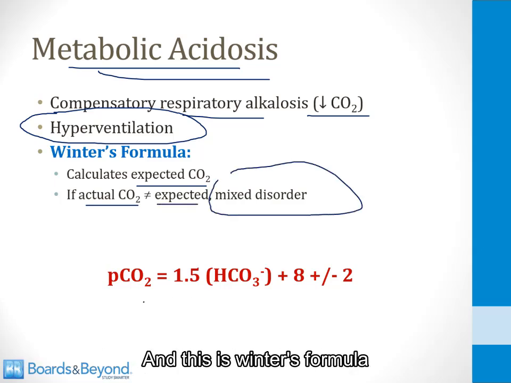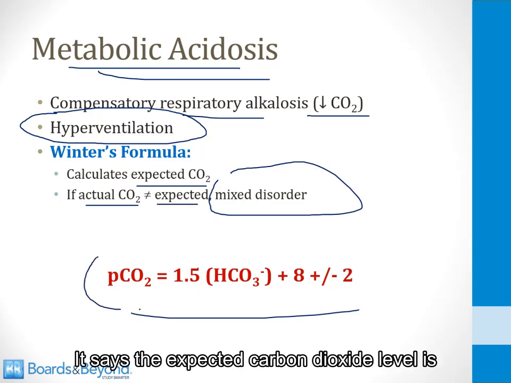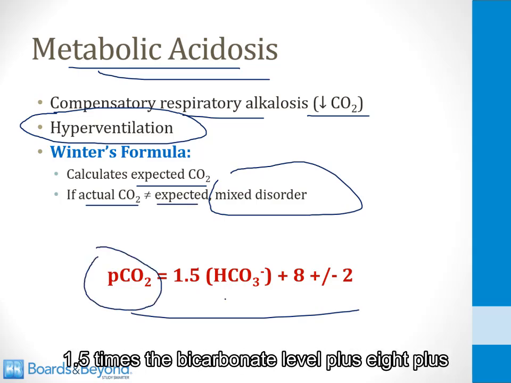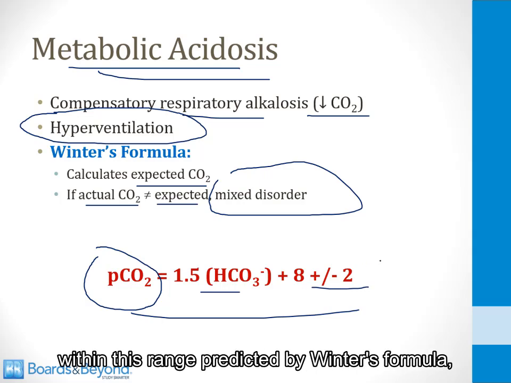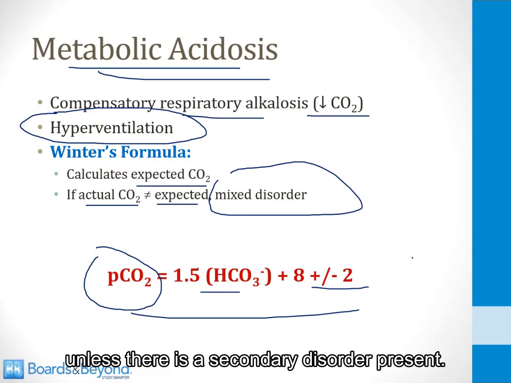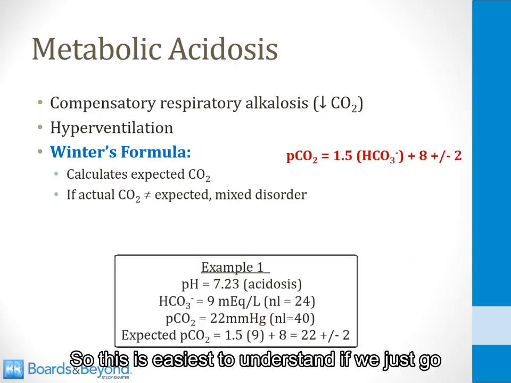And this is Winter's formula at the bottom of the screen here. It says the expected carbon dioxide level is 1.5 times the bicarbonate level plus 8 plus or minus 2. The true carbon dioxide level should fall within this range predicted by Winter's formula unless there is a secondary disorder present. So this is easiest to understand if we just go through an example.